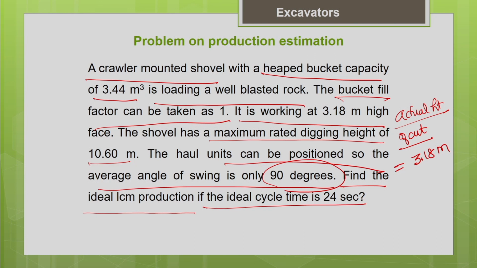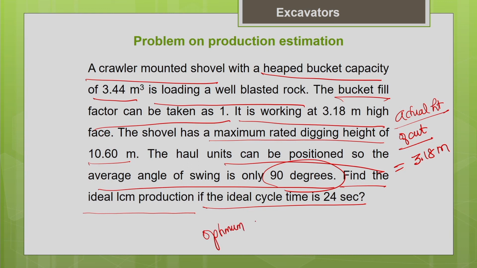Since it is given as ideal, it means the machine's job efficiency is very high; it is working for 60 minutes an hour. So you need not correct it according to the other job efficiency factors, because it is given ideal, it means it is working for 60 minutes an hour. Now, let us see what is the optimum height of cut for this machine.